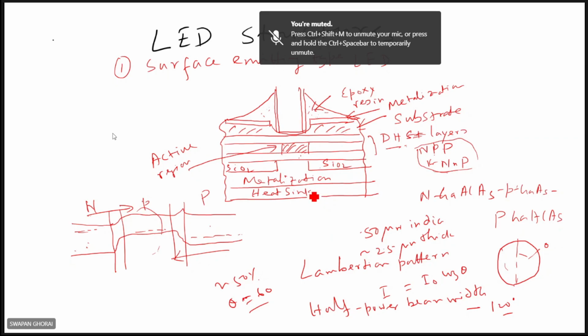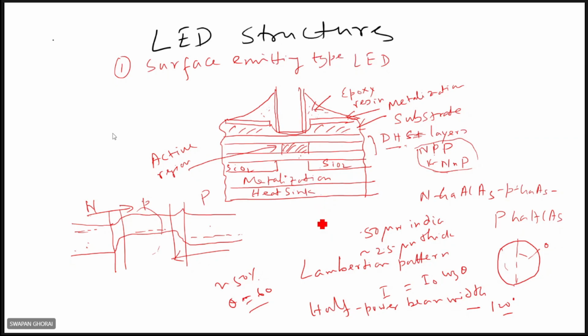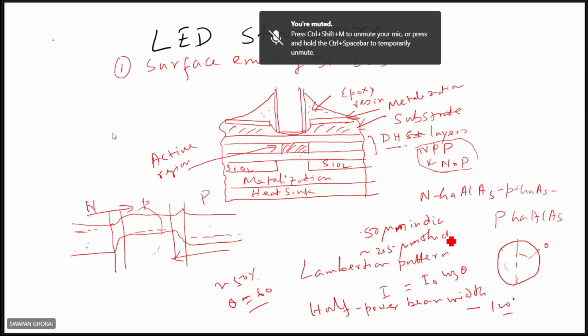In this case, for the surface emitting type, from the construction point of view, you can note this. This active area is 50 micrometers in diameter, and it is around 2.5 micron thick.